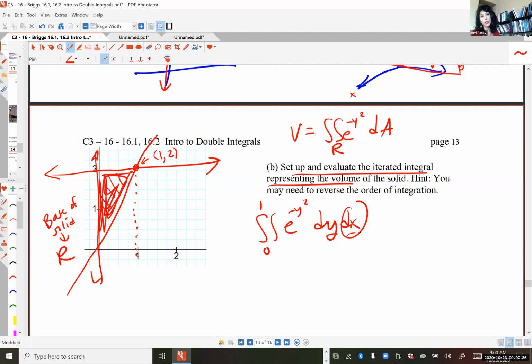Don't tell me 0 to 2. I'll get so mad at you. It's not going to be a constant to a constant. Remember that all pure constant limits for a double integral means your region of integration is a rectangle. And I hope you see that this ain't no rectangle. It's a triangle. Now, one of the limits might be constant, but certainly not both.